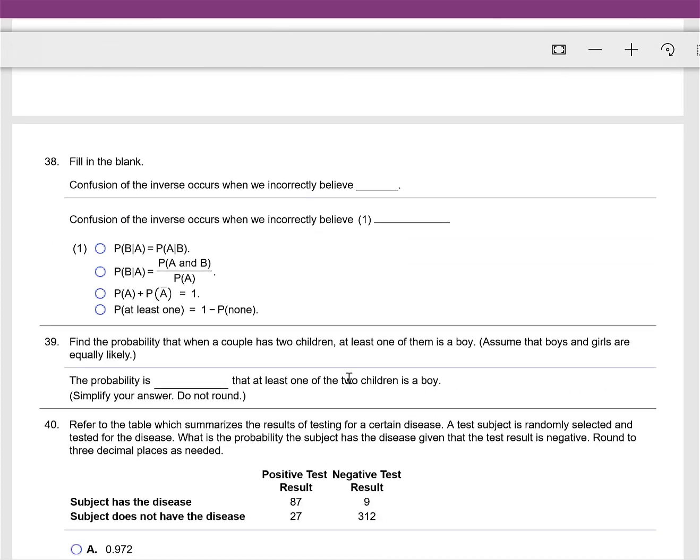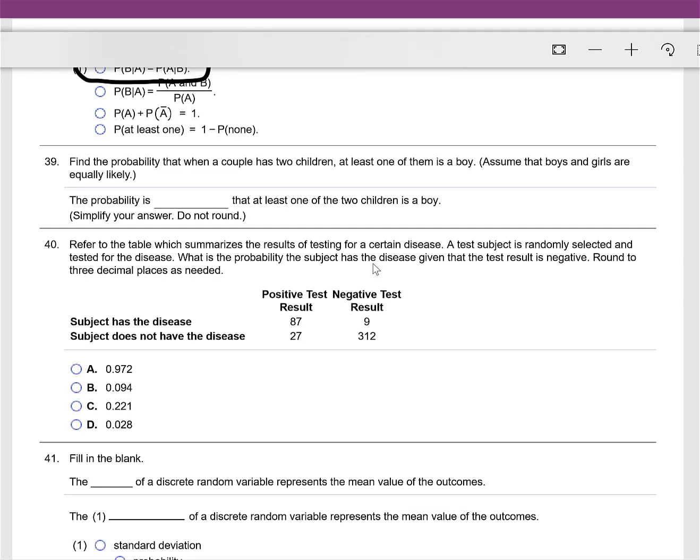Confusion of the inverse occurs because we incorrectly believe, by the confusion of the inverse, you're confusing that the two conditional probabilities are equal to one another, and that's the first answer there. The probability of B given A is not equal to the probability of A given B generally.